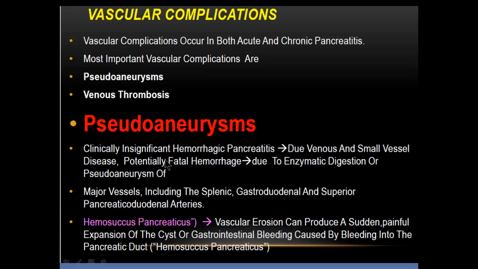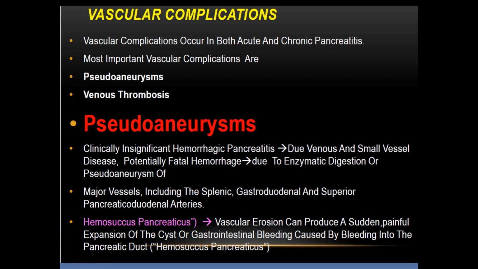Now, vascular complication of acute pancreatitis. Vascular complication can occur in both acute and chronic pancreatitis. Most important vascular complications are pseudoaneurysm and venous thrombosis. In case of hemorrhagic pancreatitis, there may be clinically insignificant hemorrhage due to venous or small vessel disease, but potentially fatal hemorrhage occurs due to enzymatic digestion, with pseudoaneurysm of the major vessels, including splenic, gastroduodenal, and superior pancreaticoduodenal arteries.